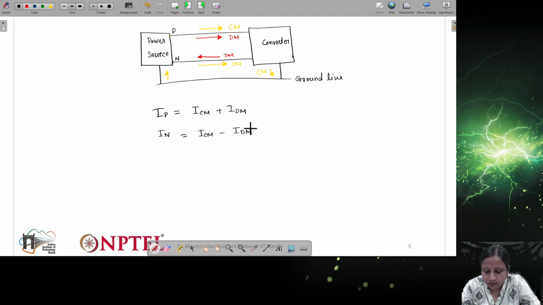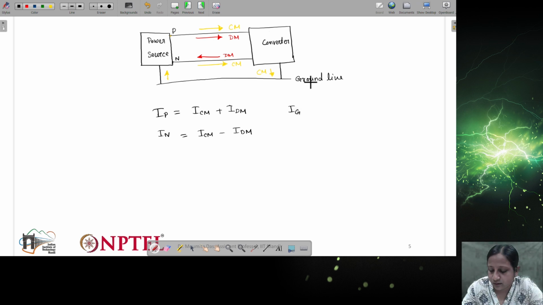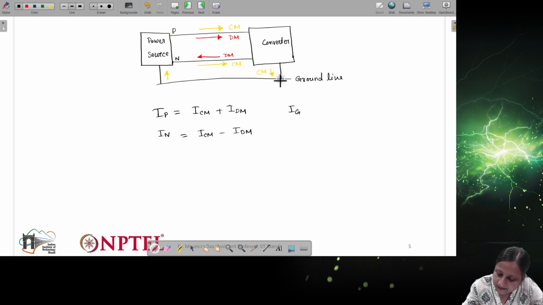So now we are getting these positive and negative currents. Now if I try to find out the ground current, I am considering the ground line as the current with respect to ground line G. So this line I am representing as G. The current in the ground line will be 2 ICM.